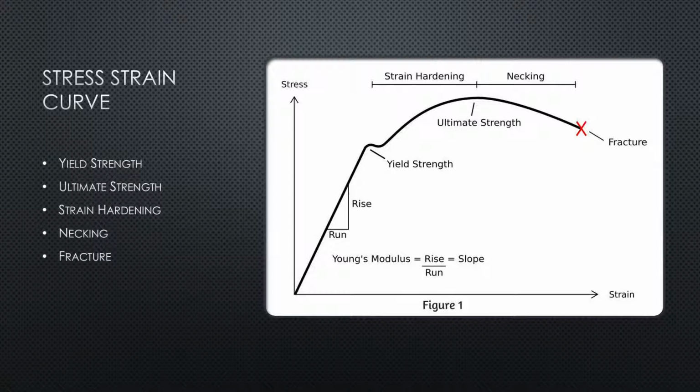And there is strain hardening or work hardening, which is the strengthening of a metal or polymer by plastic deformation. There is necking, which in engineering or material science is a mode of tensile deformation where relatively large amounts of strain localize disproportionately in a small region of the material. And the last one, there is fracture. Fracture is when a material breaks apart.